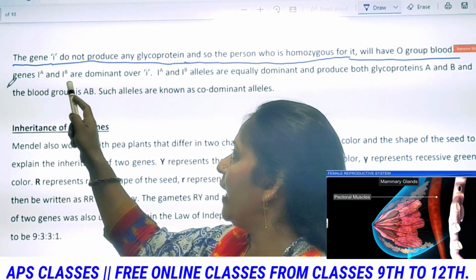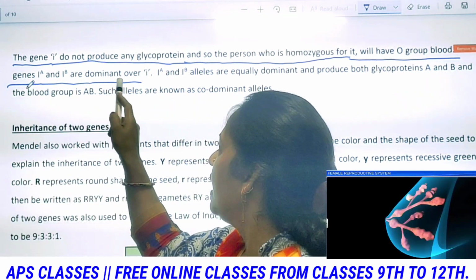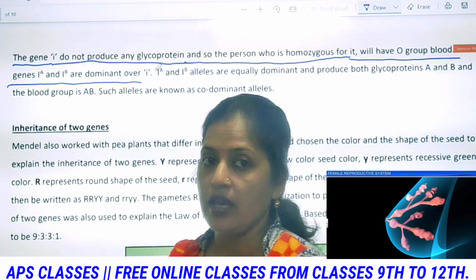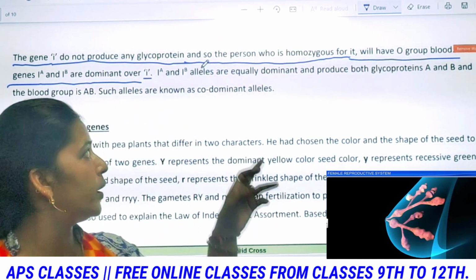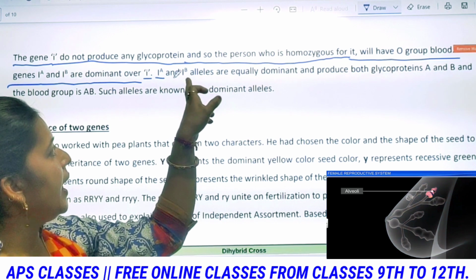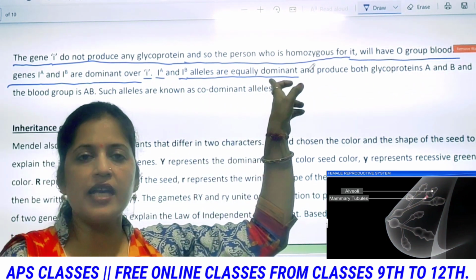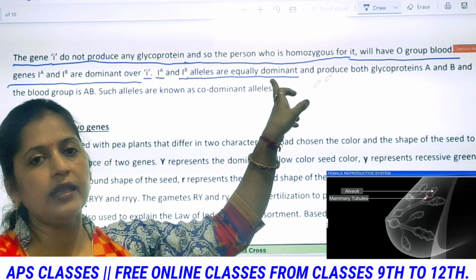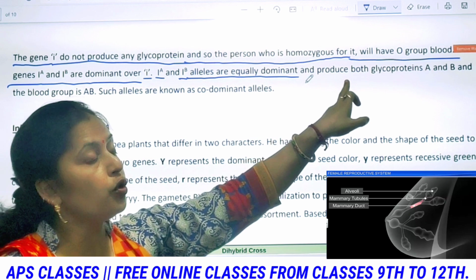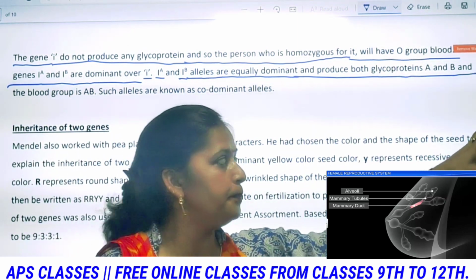And both the genes IA and IB are dominant over i. IA and IB alleles are equally dominant. Both of them are dominant and produce both the glycoproteins, glycoprotein A and glycoprotein B.